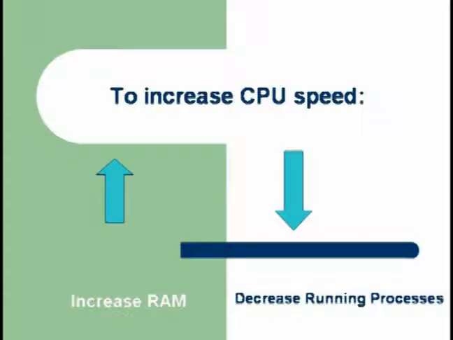There are a number of things you can do to increase the performance of the computer, but for most computers, the single most important factor is the amount of RAM that is installed. If you want to increase the speed of the computer, there are two factors to take into consideration. One, increase the amount of RAM installed on the computer, and the other, decrease the number of programs that are running in the background.